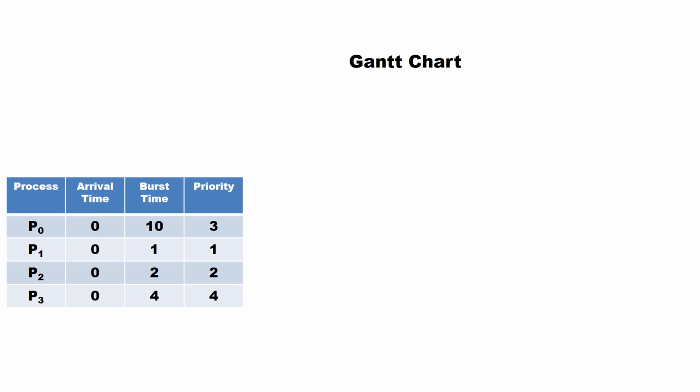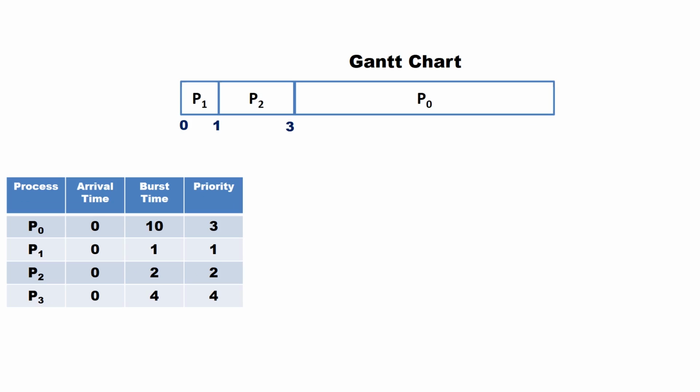Let us draw the Gantt chart. P1 starts at 0 and finishes at 1. P2 starts at 1 and finishes at 3. P0 starts at 3 and finishes at 13. P3 starts at 13 and ends at 17.